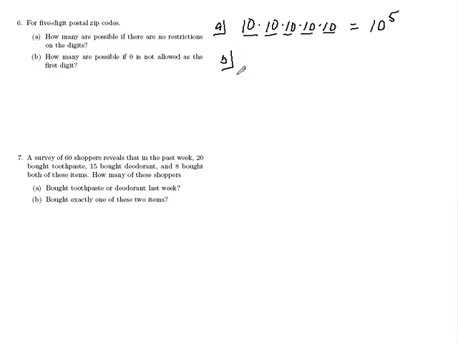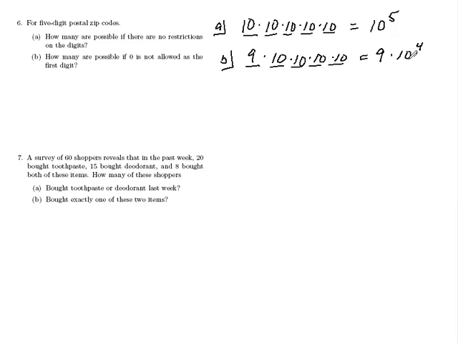Now how many are possible if 0 is not allowed to be the first digit? So the only thing that changes here is that you have 9 choices on the first one, and 10 choices on the rest. So 9 times 10 to the 4th.